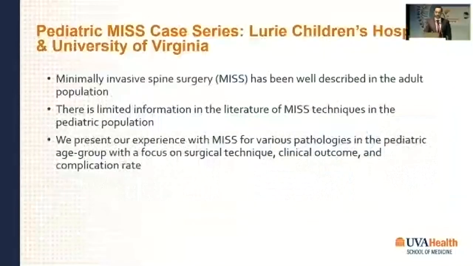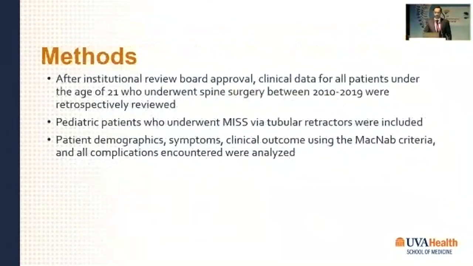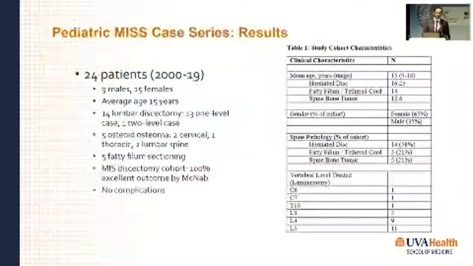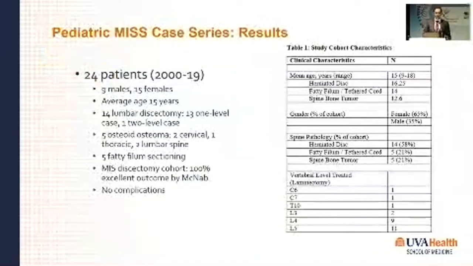So we wanted to take a look at our case series as well. Essentially, we looked at clinical data for all patients under 21 who underwent these types of surgeries between 2010 and 2019, in cases where tubular retractors were used, and then we looked at the demographics, symptoms, and clinical outcomes. So you can see here there are a total of 24 patients, 9 males, 15 females. The average age in our cohort was 15 years.